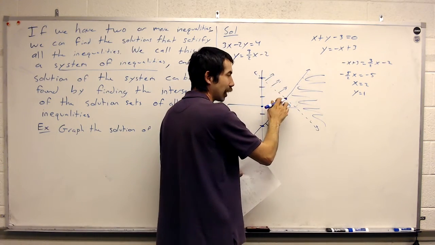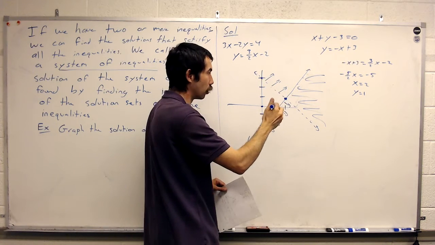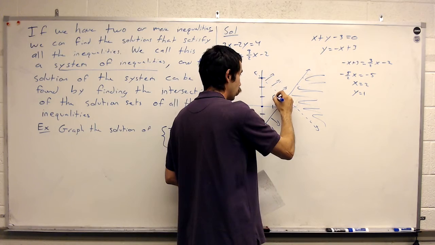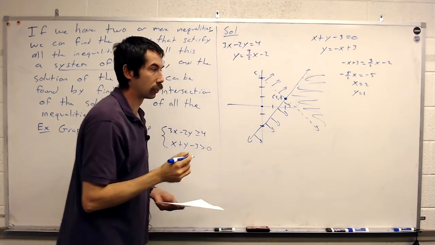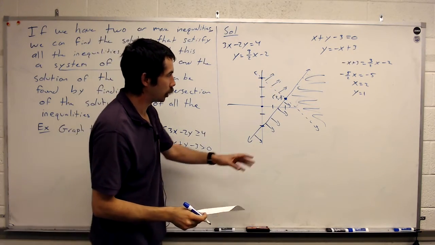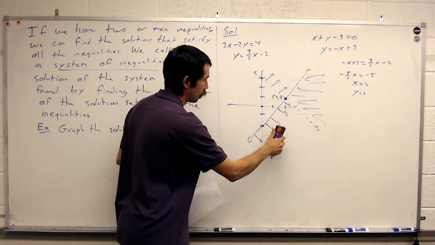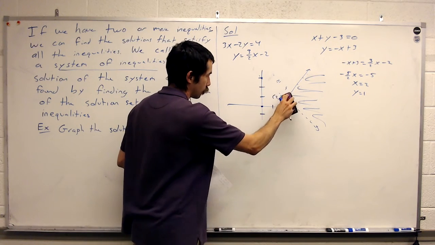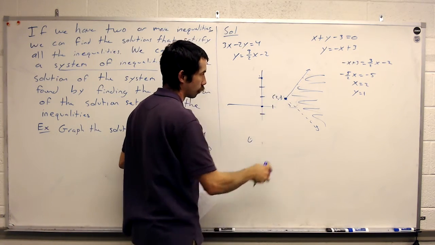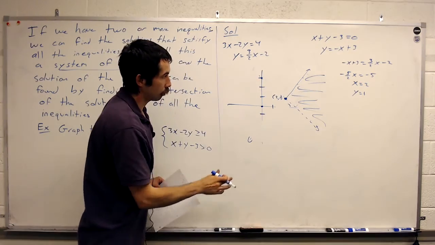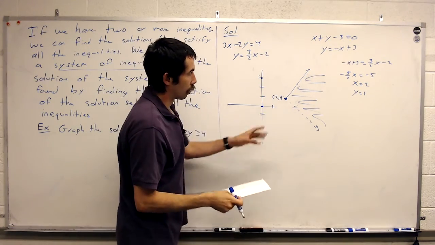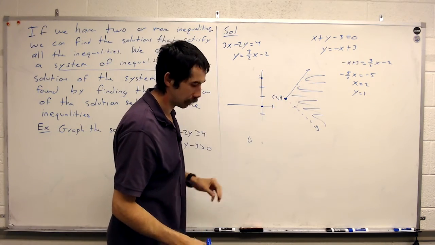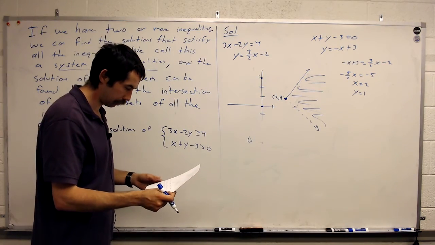All right, so we need to label these corners. They're going to play a big role when we look at some applications. So this is the point 2, 1. All right, so our region, I'm going to clean this up a little bit. This set of points with this corner is the region to that system. It's the solution to the system.